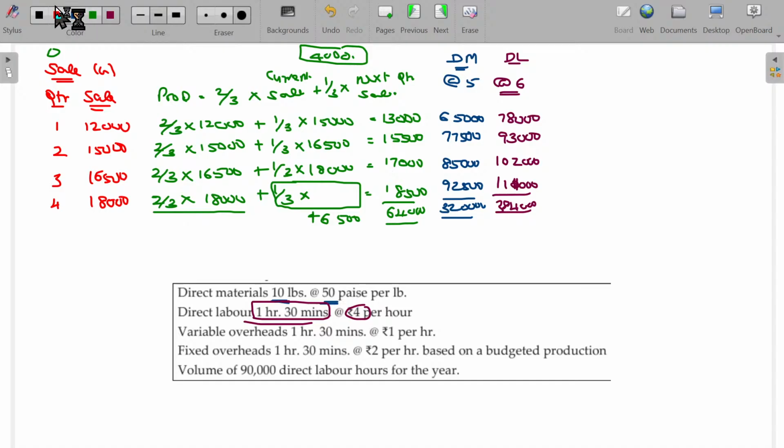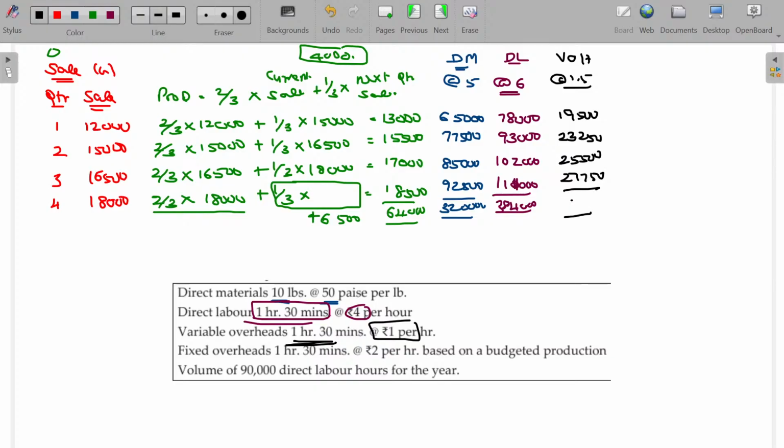Then when it's all about variable overheads, variable overhead 1.5 hours per hour 1 rupee. Then variable overhead will be calculated at the rate of rupees 1.5 per unit. 13,000 into 1.5, 19,500. This will be 23,250, 25,500, 27,750. Total value being 96,000.